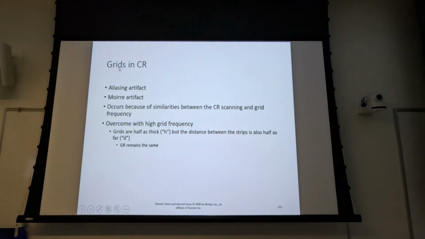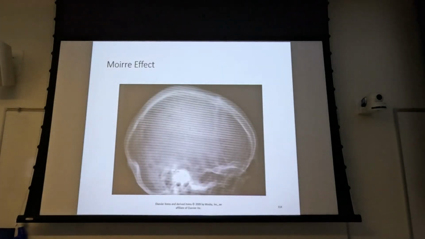All right, so grids and CR, when we talked about this, and we had that aliasing artifact, these two things mean exactly the same thing. It's Moiré artifact. So squiggly lines that you see if you take a picture off of your computer, not a screenshot, but you take a picture from your phone of your computer, and you see those squiggly lines. That's what the aliasing or the Moiré artifact is. It occurs for the reasons we talked about before, the similarities between the grid frequency and CR scanning. We overcame that by essentially thinning the grids and then increasing the grid frequency without changing the grid ratio. And that's what it looks like.